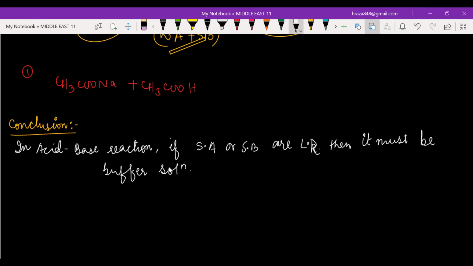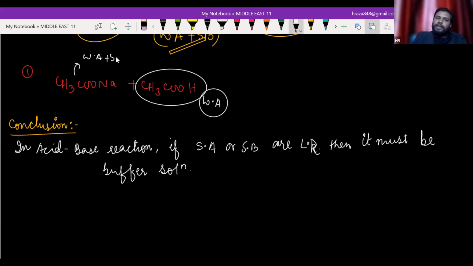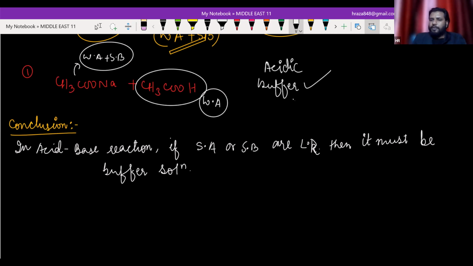For the above reaction, you don't need to write the product all the time. First check whether it forms a buffer or not, then do something about it. It is an acidic buffer, because this is a weak acid and this is a salt of a weak acid plus a strong base, so it's already a buffer. To be more specific, it is an acidic buffer. Just write the conclusion and let me know.